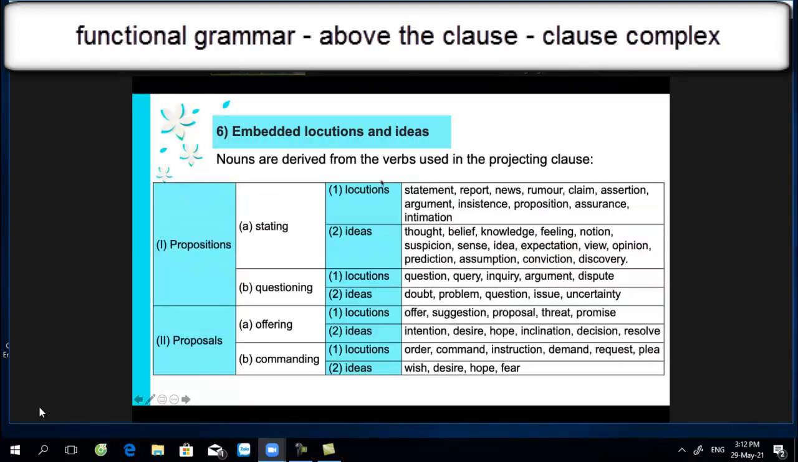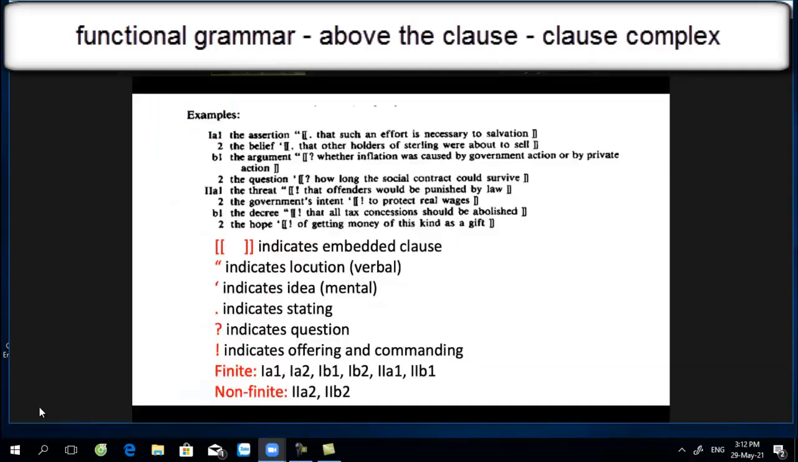So Dr. Halliday has shown the whole table of all the nouns that we can derive from the verbs used in projecting clauses, and you can see it later. Very common ones like statement is a noun from the verb state, right? Thought is a noun from the verb think. So we call it embedded if you use it as a noun.